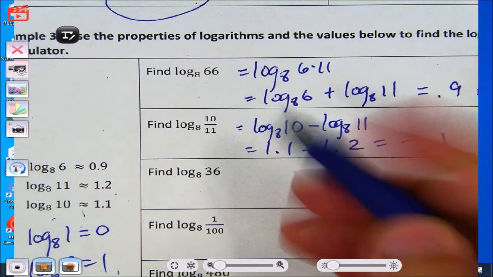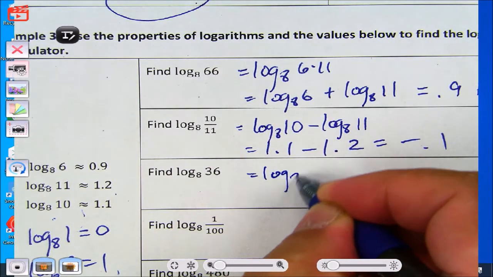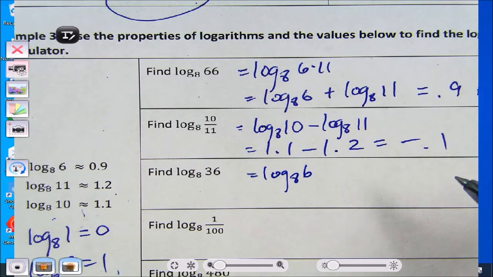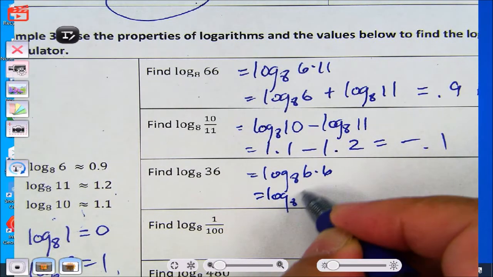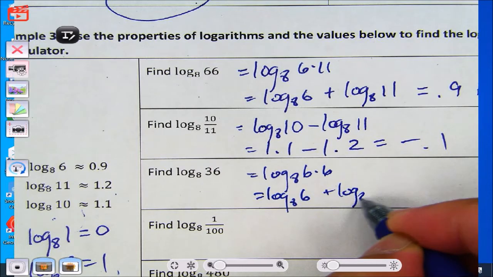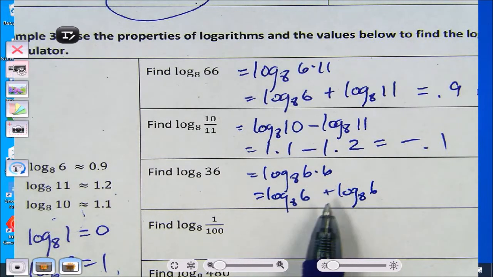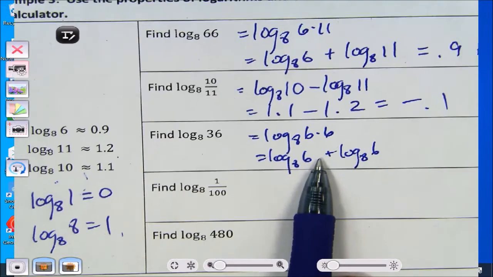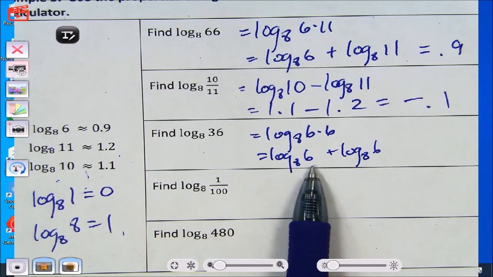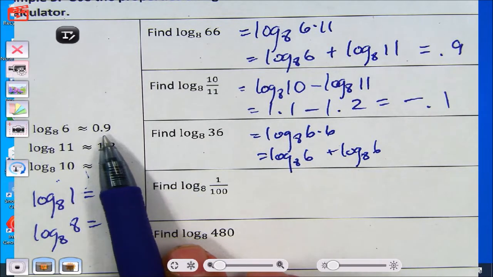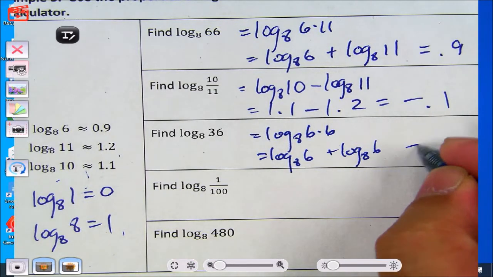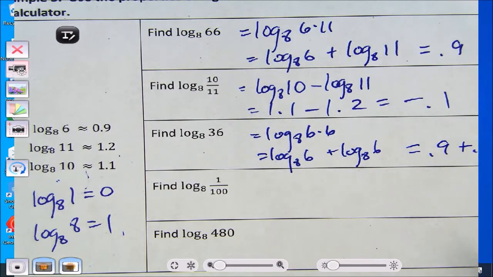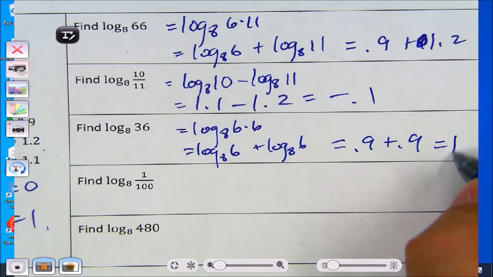So 6 times 6. It's log base 8 of 6 plus 6 times 6. Okay, 6 times 6 works. Then that can be written as log base 8 of 6 plus log base 8 of 6. So remember, multiplication can be written as addition. Log base 8 of 6 is 0.9, so you're given that value, 0.9. So it's 0.9 plus 0.9, which is 1.8. And that's how I got 1.8.